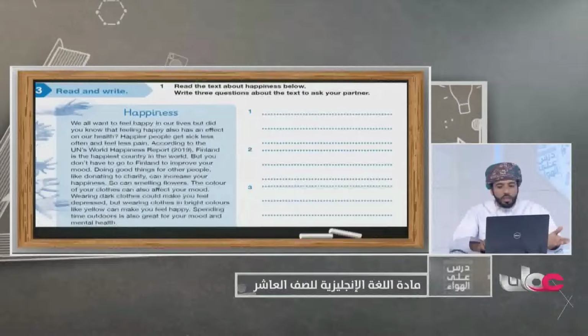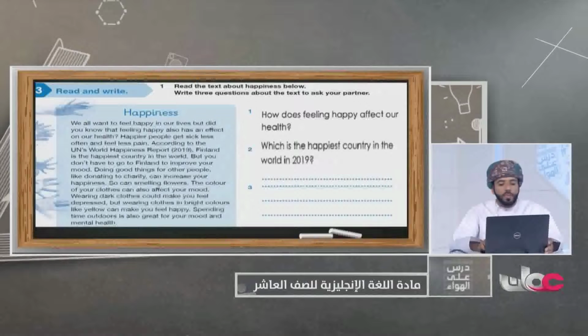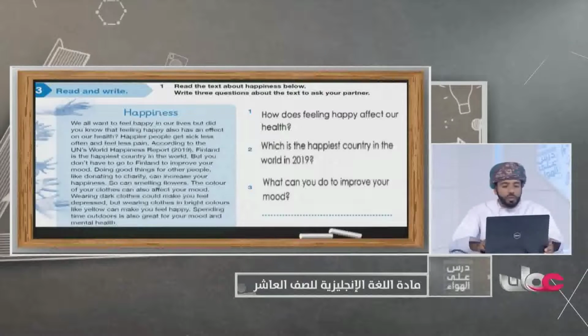So I suggested: how does feeling happy affect your health? This is one of the WH questions. And number 2, which is the happiest country in the world in 2019? And the third one, what can you do to improve your mood? These are 3 suggested questions. You can add more and you can change these questions as you read the information in this text.